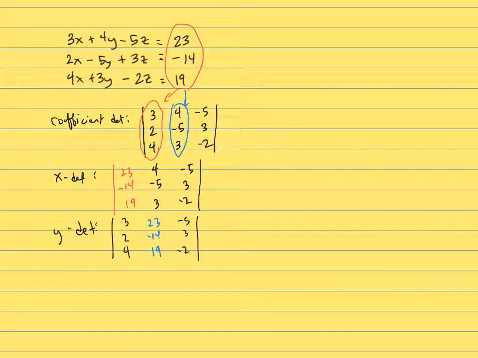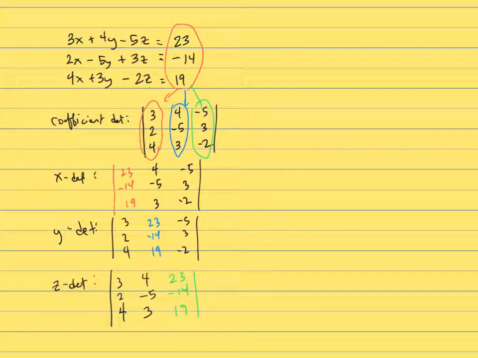And then the z determinant, which again follows the same process, except you replace the z's with that. So when I go to write this out, that would be 3, 2, 4, 4, -5, 3 in the columns, and then that answer column, 23, -14, and 19. So now I would take my calculators and evaluate each, just one calculator, and evaluate each of these determinants.